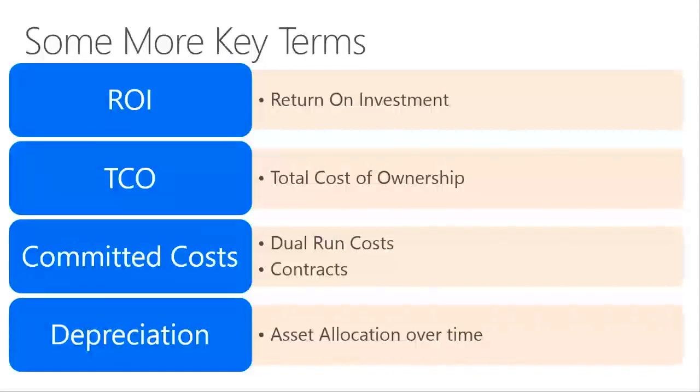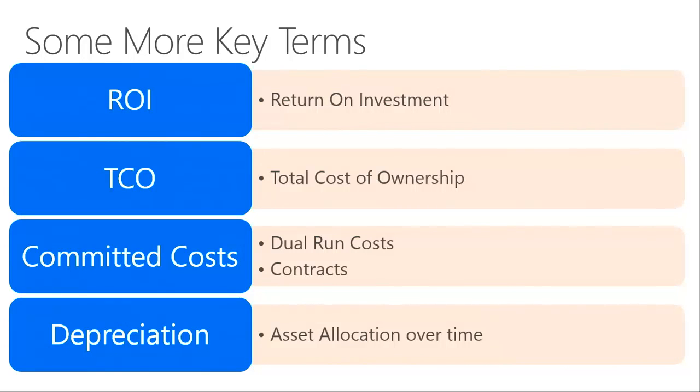Some more key terms. So ROI, return on investment. This is what the person who's going to approve that business case wants to see. If they're going to spend $1 million on something, they want to know when they're going to make that money back. Typically, Lync has been known for a great ROI, and that is still very true. But that's a pretty key term you're going to see.